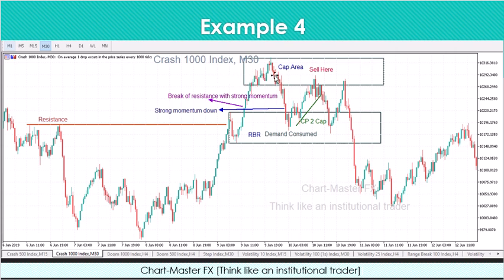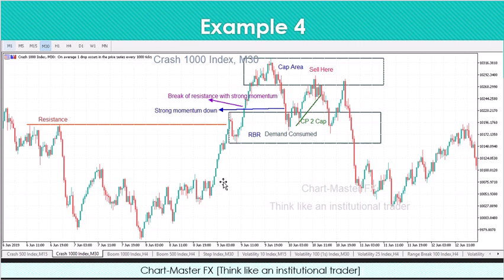So you have a cap area here, and guys, as the price actually dropped down, it dropped down with strong momentum. And now as it dropped with strong momentum, you can see guys that the price actually started to compress going to the cap area. So here, that's where you can sell, and you put your stop loss above here.